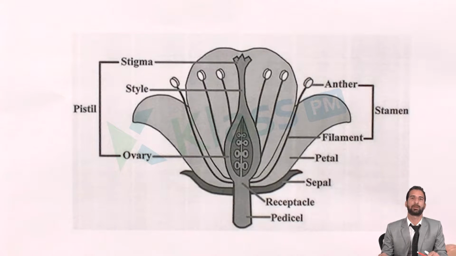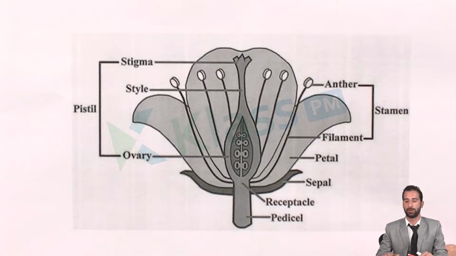Apart from sexual reproduction, there is artificial vegetative propagation, as I have explained in the previous videos, like cutting and layering. These are the types of asexual reproduction which occur in higher plants. Apart from that, there is sexual reproduction in plants with the help of the flowers.